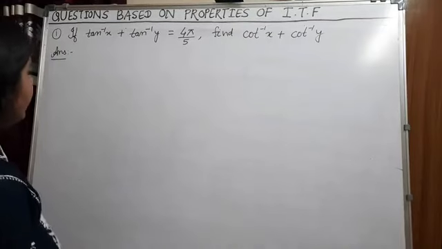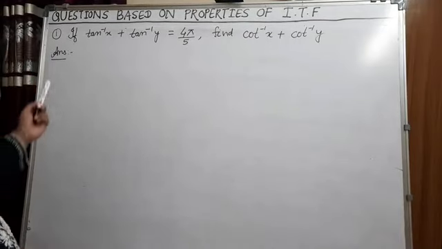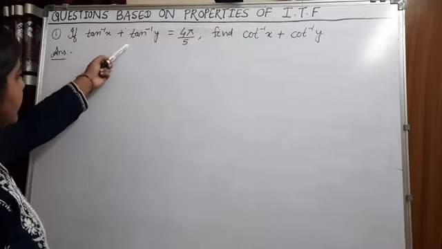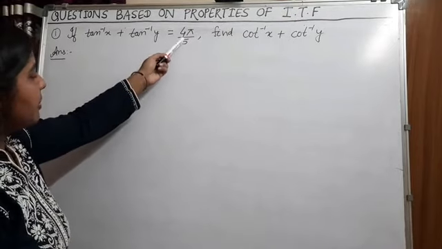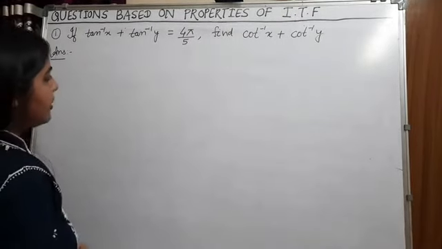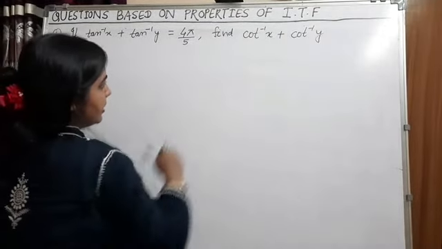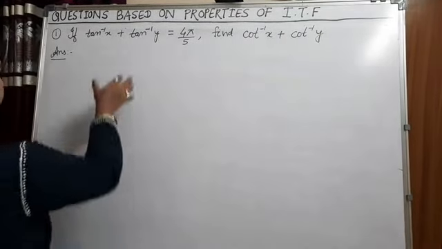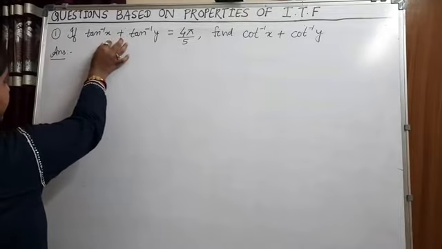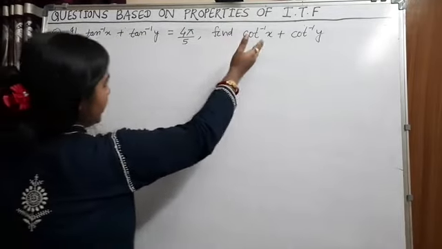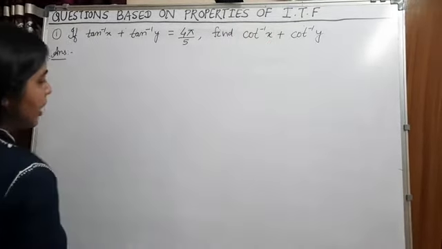So based on the next property, we'll discuss a question. The question is, if tan inverse x plus tan inverse y is equal to 4 pi by 5, then find cot inverse x plus cot inverse y. Means we have to change tan inverse x and tan inverse y into cot inverse x and cot inverse y.